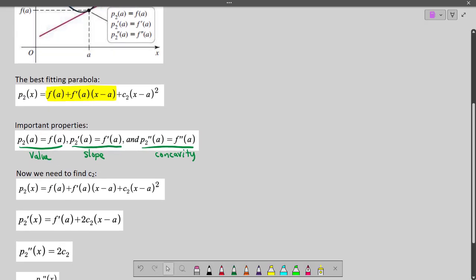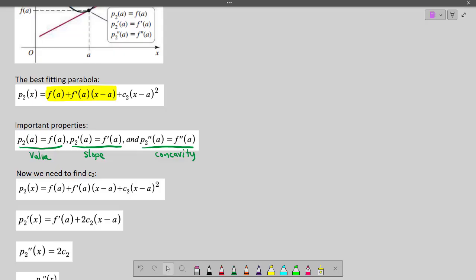And in order to maintain value and slope matching, we are just going to tack on to the already existing tangent line. We're going to say, let's just add a quadratic component to this tangent line. There's our tangent line. Now let's add a quadratic piece. But that quadratic piece has to satisfy these things. Let's check. If we plug in an a for the x, then all of this vanishes and we get p sub 2 of a equals f of a. So if we plug in an a right there, this term will disappear like we want it to. We want the values to match. So p sub 2 of a is equal to f of a.